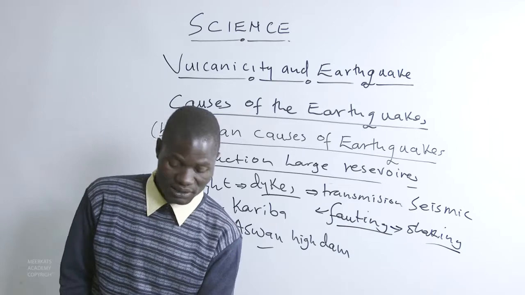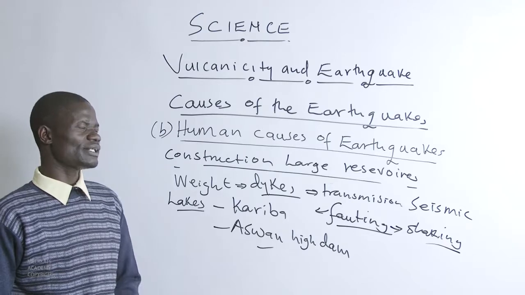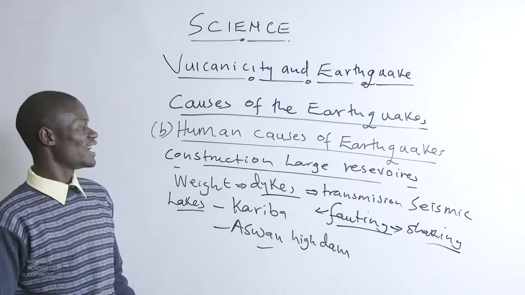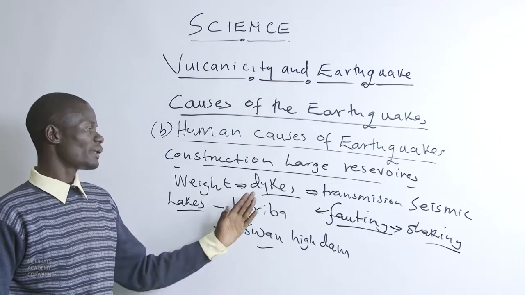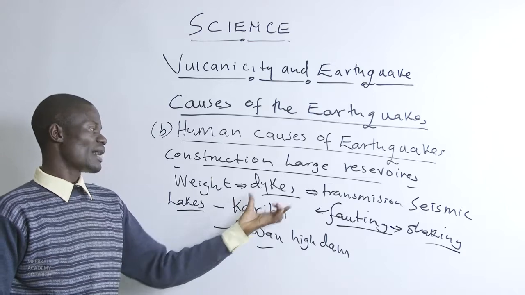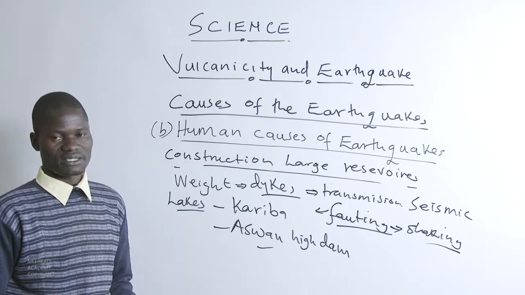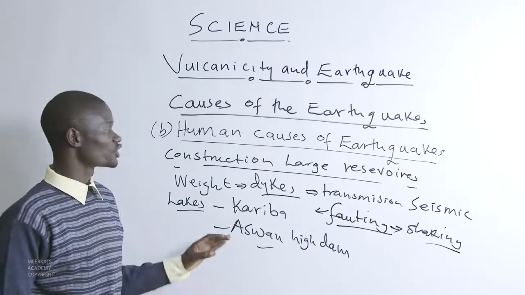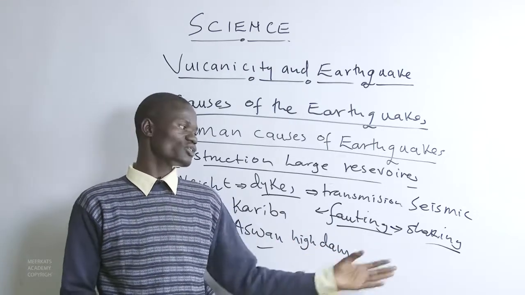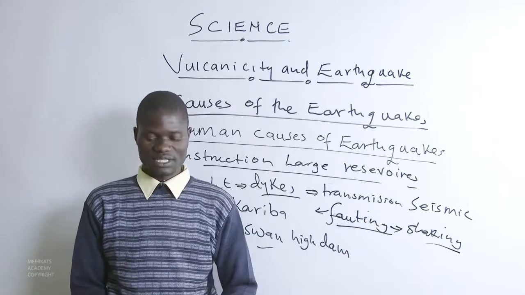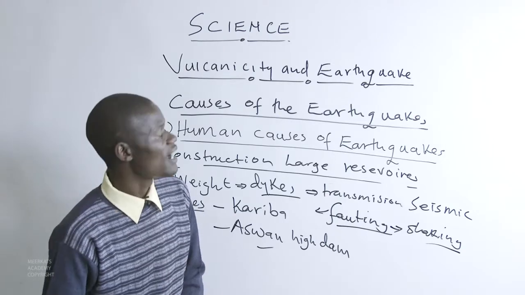However, we also have some dams in the USA, especially in the Netherlands. There are huge dams that have been constructed as a result of that. But when you place a lot of dikes here, there will be a balance. That is why in this environment, we have to be very sensitive in matters of construction so that we do not generate the faulting which will result in the shaking of the earth crust as a result of the seismic waves. That is how some of the earthquakes are caused.